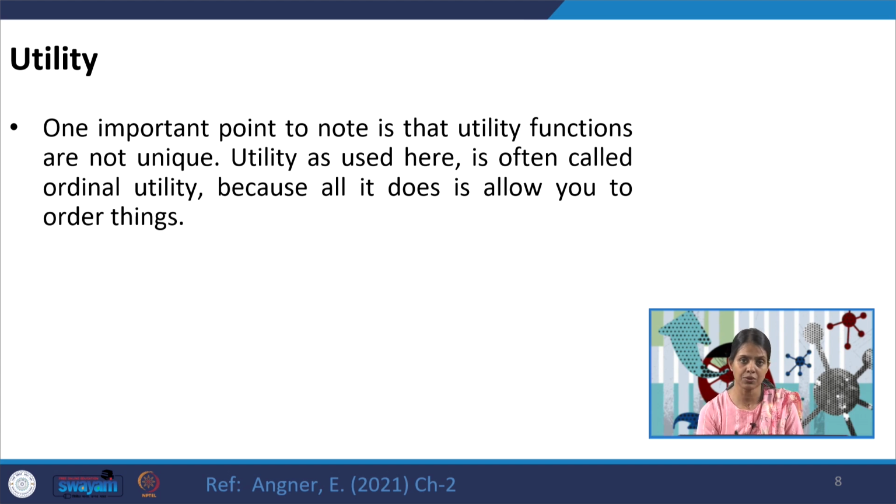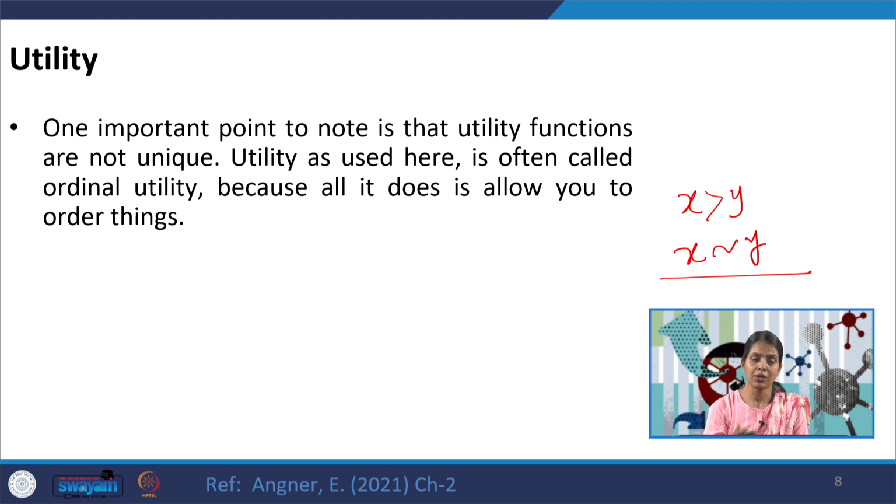There are two approaches to measure utility. When we are just able to rank them the way we did in the previous slide, that x is preferred to y, or x and y are two bundles between which an individual is indifferent, then it is all about ranking the preferences, and the associated approach to measure utility is called ordinal utility.